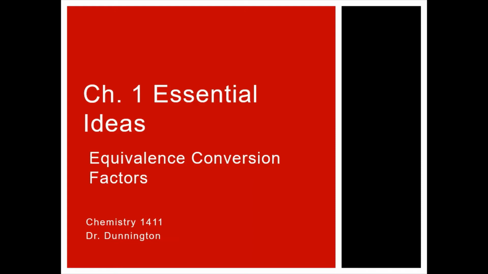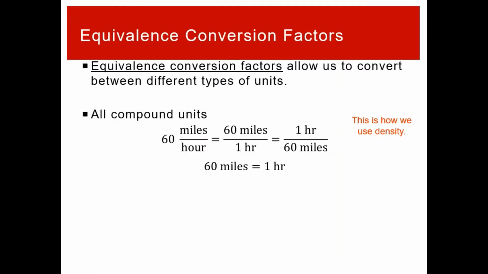Final topic in Chapter 1 is equivalence conversion factors. So an equivalence conversion factor allows us to convert between different types of units. Previously we talked about conversion factors that were about the definition of a unit. The relationship is always the same between, say, a centimeter and an inch, because those are just defined units. Equivalence conversion factors are then going to be relationships between unrelated units based on a given situation.